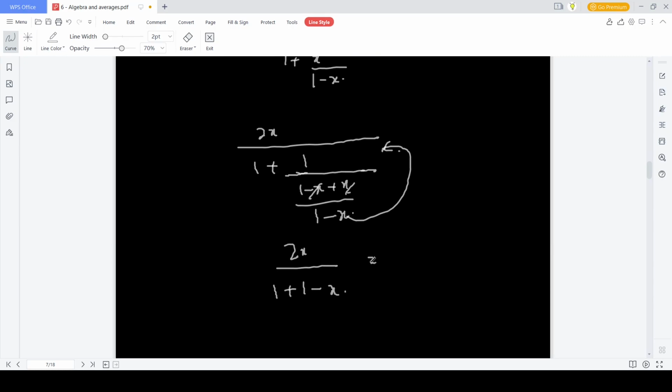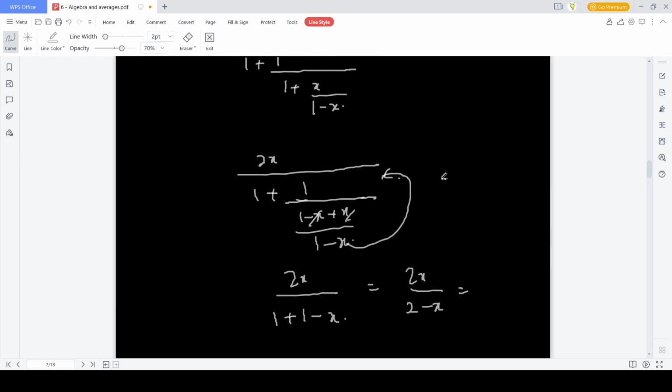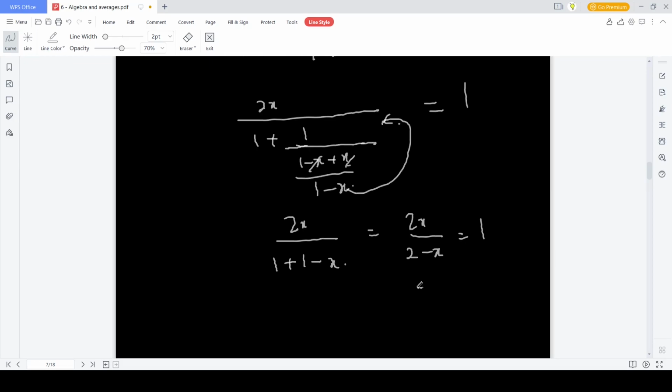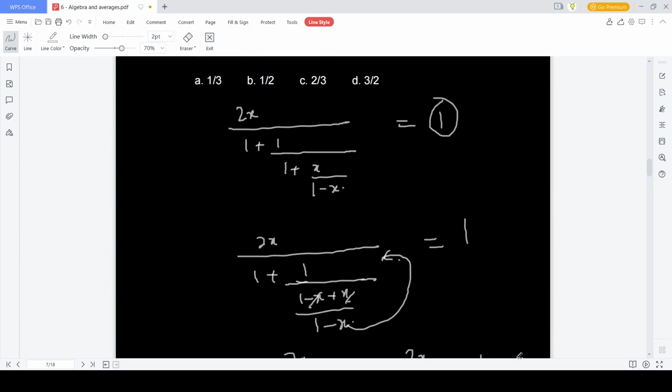Okay, so that's nothing but 2x by 2 minus x. Okay, this is given to you as 1. Okay, this part is equal to 1. This part is equal to 1. So 2 minus x is equal to 2x. 3x equal to 2, x equal to 2 by 3. That's all they're asking.